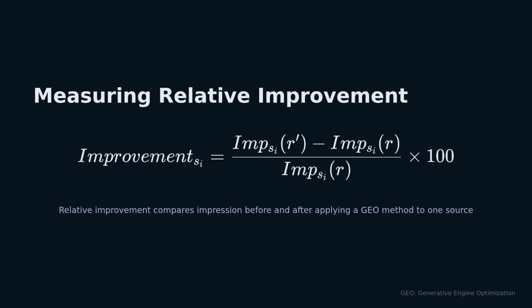Now for the core of GEO, the optimization methods themselves. Each method is a function that takes a website's existing text and outputs a modified version, without knowing anything about the generative engine's internal workings. The researchers designed 9 strategies ranging from stylistic tweaks to content additions. Here is how relative improvement is calculated. The change in impression score after applying a method, divided by the original score, expressed as a percentage.